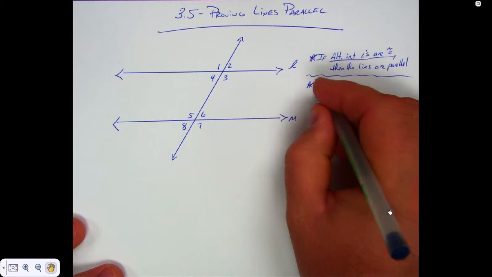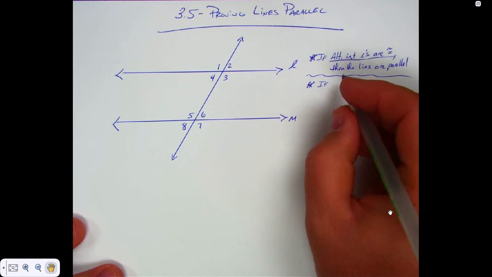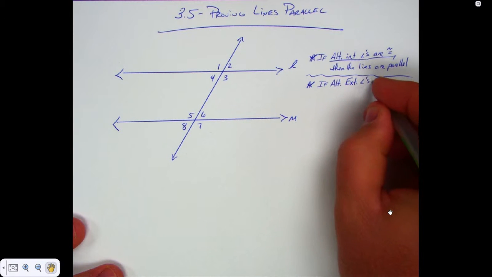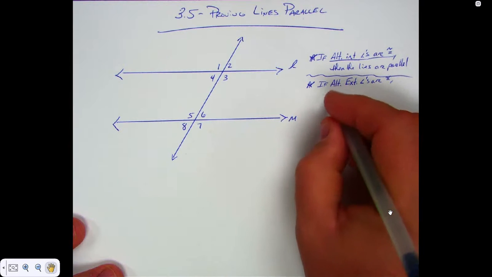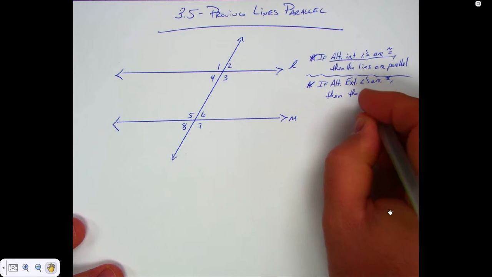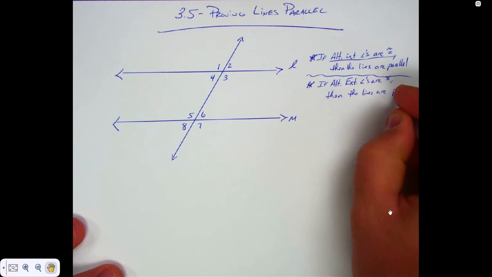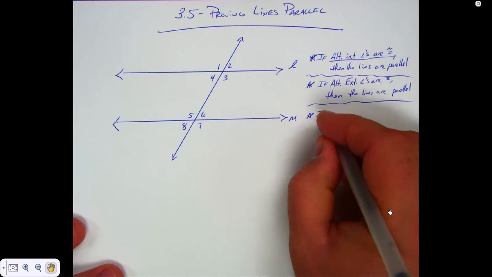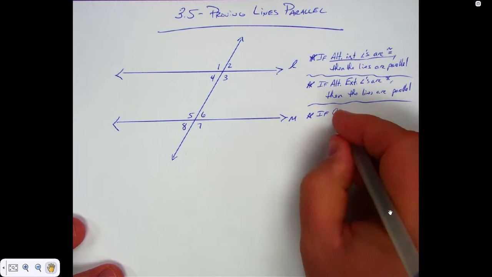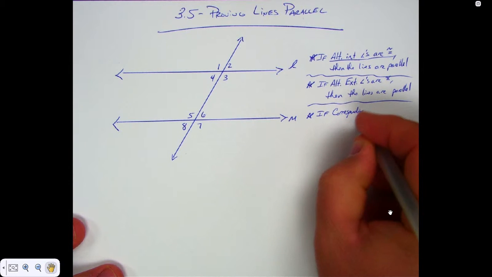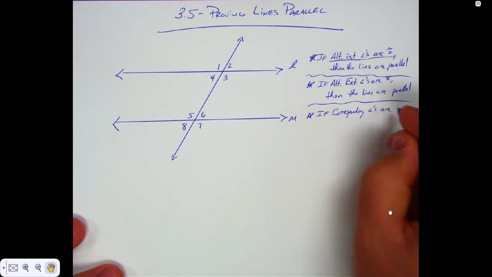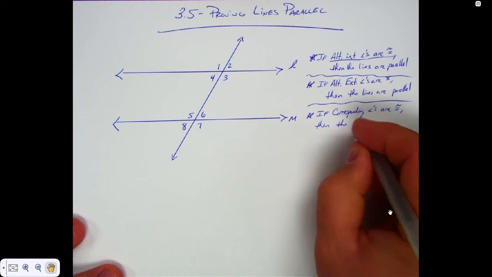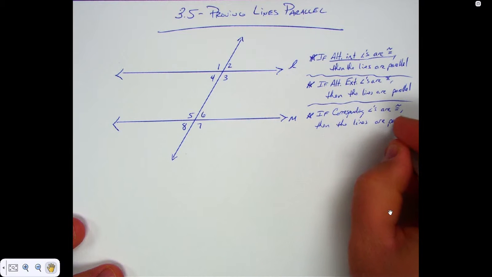What else do you think I could say? If alternate exterior angles are congruent, then what? The lines are parallel. What else? If corresponding angles are congruent, then the lines are parallel.